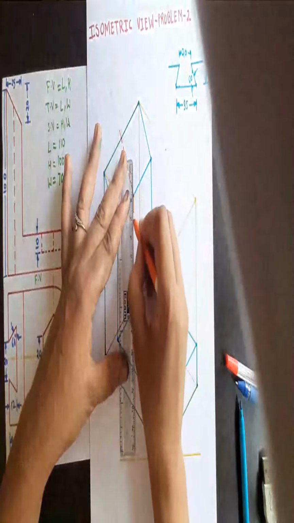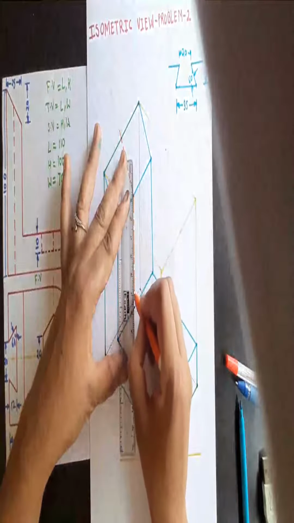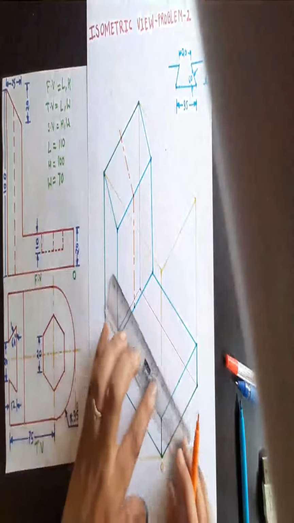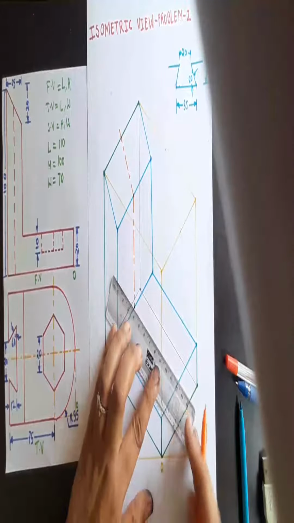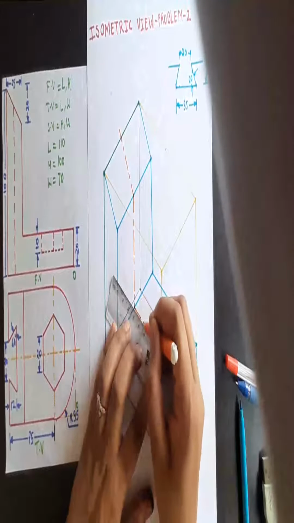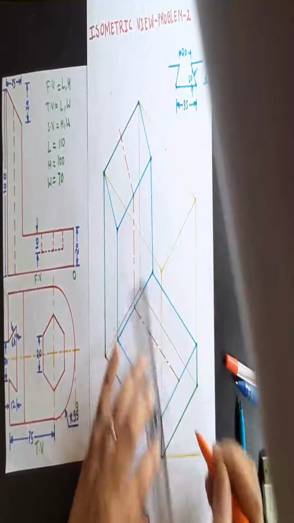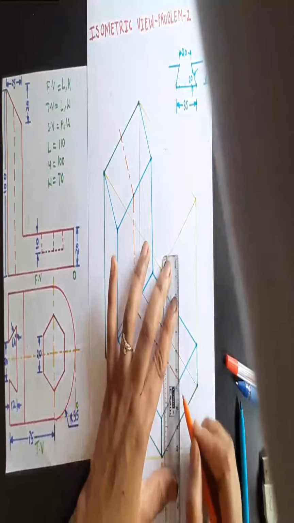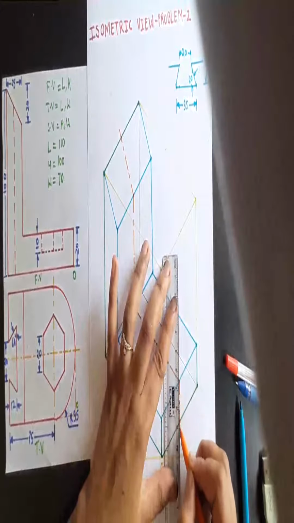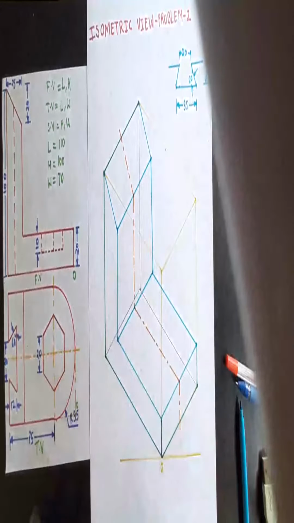Now simply join the points so that you will get the symmetric line. This symmetric line is very important because along this symmetric line your geometry is divided into 2 parts. Now once you have drawn the symmetric line, let's move to the slot.